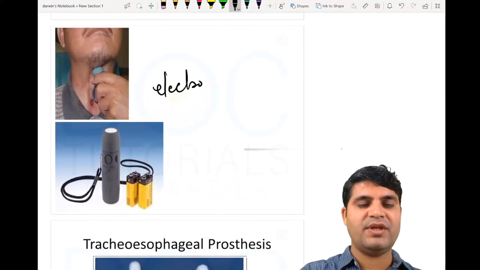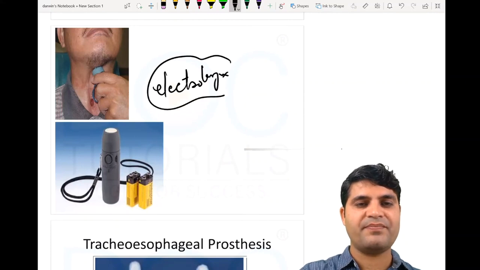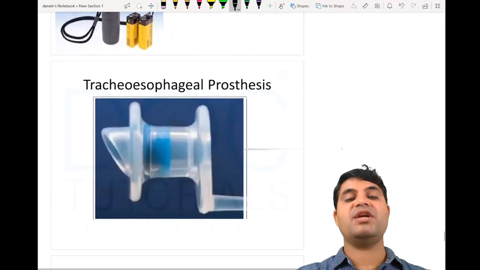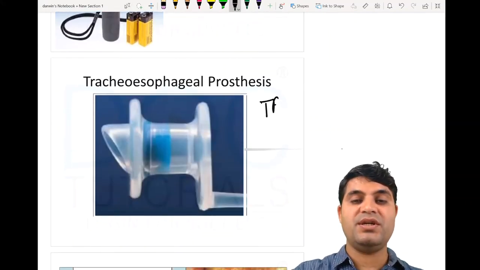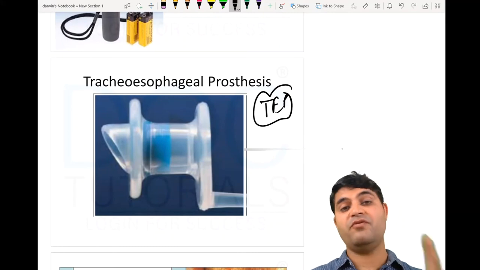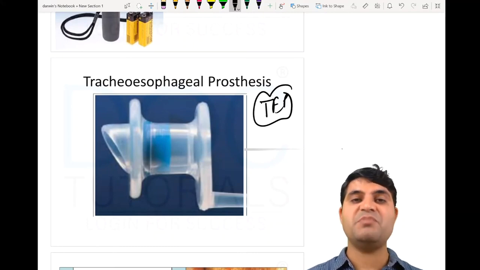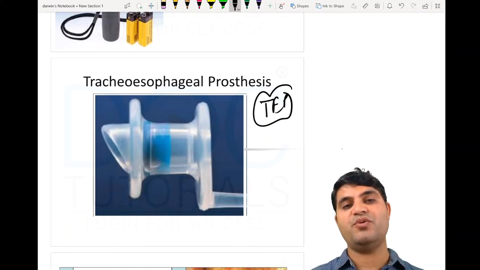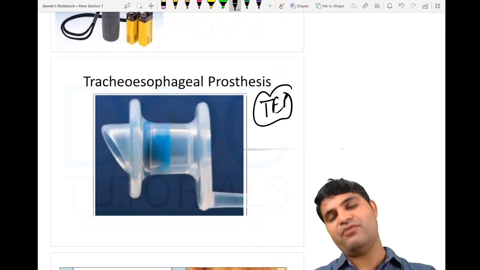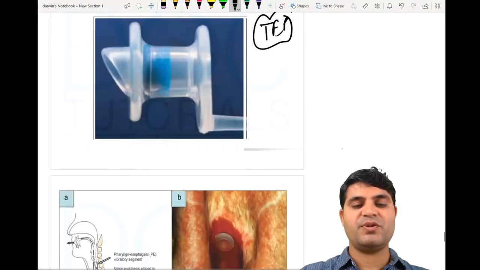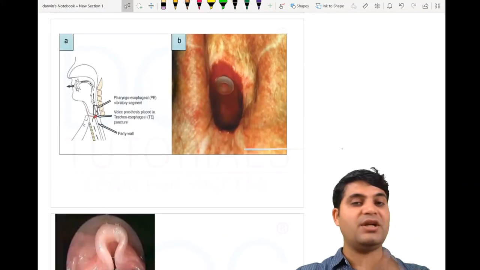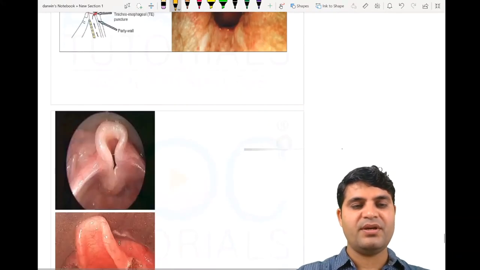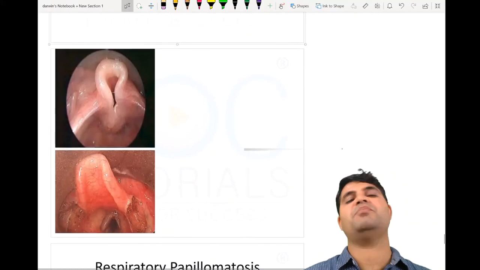You can see, yes, last 5 minutes, friends. So electrolarynx, and this is tracheoesophageal prosthesis, TEP, which is a very important modality for speech rehabilitation. Clear? So all these pictures can be asked from you, whether in clinical scenarios or converted into image based questions. And this is how we put the tracheoesophageal prosthesis. You can see. Okay. Yes, I think every student remembers this particular picture.